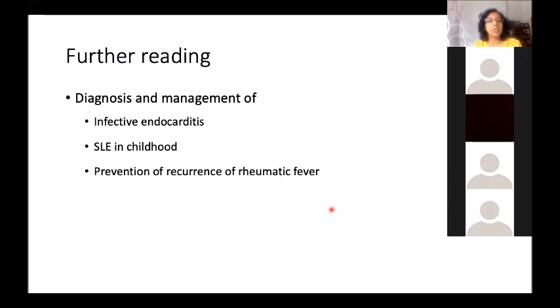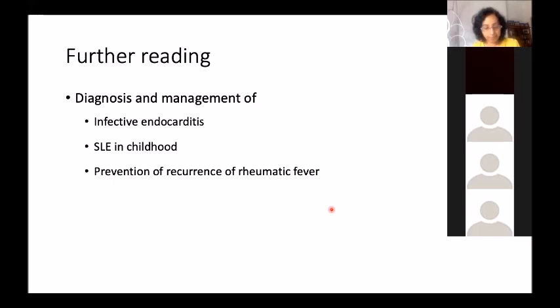So I would suggest you read about the diagnosis and management of infective endocarditis, SLE in childhood, and also prevention of recurrence of rheumatic fever. These are the important things that you need to improve around this case. So that's about it. That's what I plan to tell you today. If you have any questions, we can discuss.